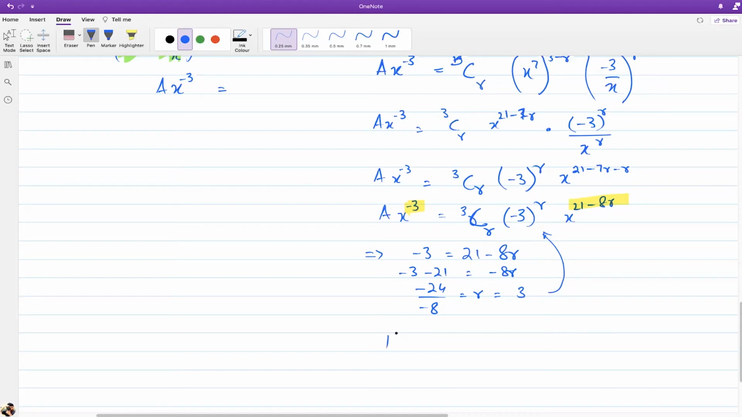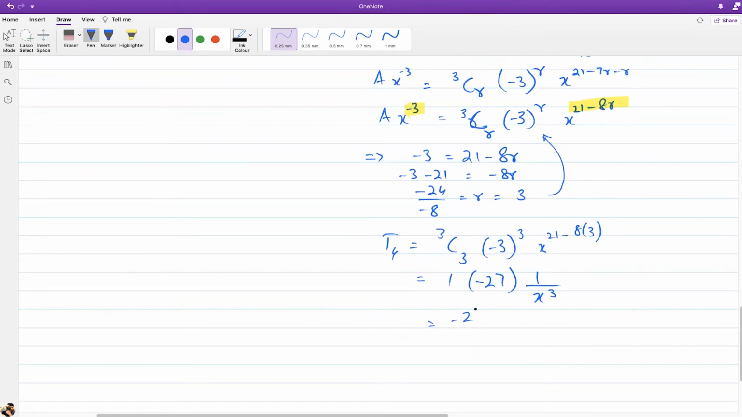So my term becomes, my term number 4 now, because it is term r plus 1. 3C3 minus 3 to the power 3, x to the power 21 minus 8 into 3. And that's how it goes. So 3C3 is 1, minus 3 cubed is minus 27, and 1 over x power 3 remains. And you're left with minus 27 over x cube, which is the answer that you're looking for.